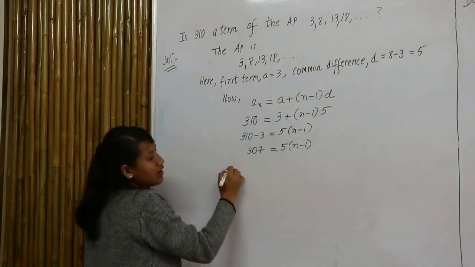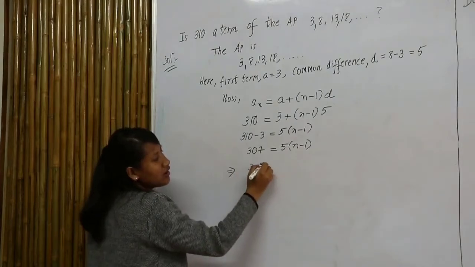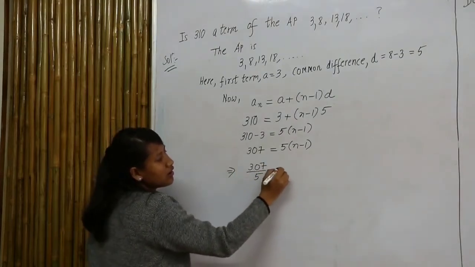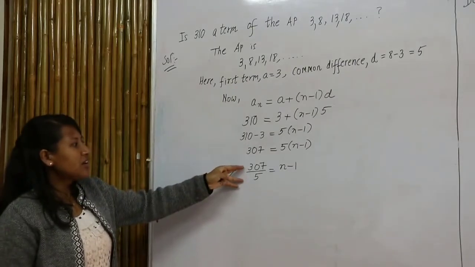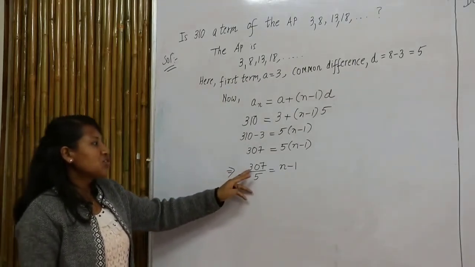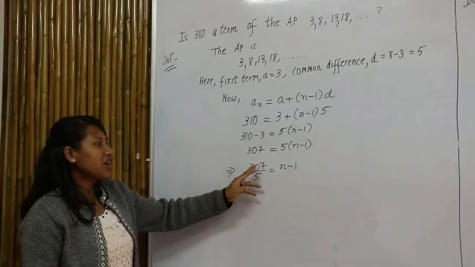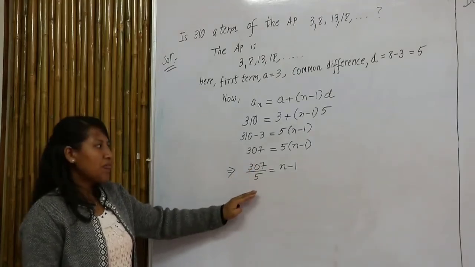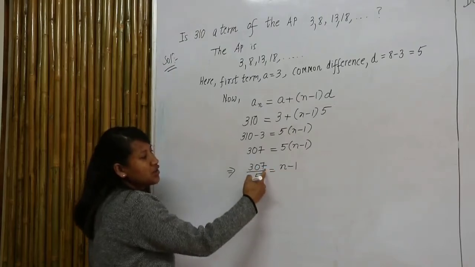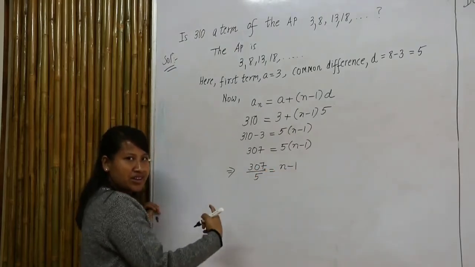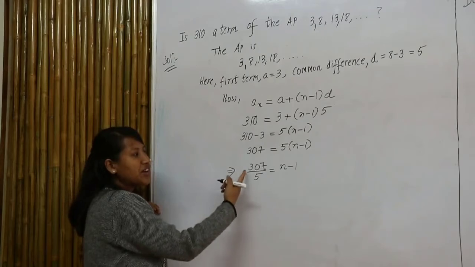Okay, then now if you check here, can 5 divide 307? No. Okay, because how do you know that? Because the units digit is not 0, neither 5. Okay, that means that 5 cannot divide this.